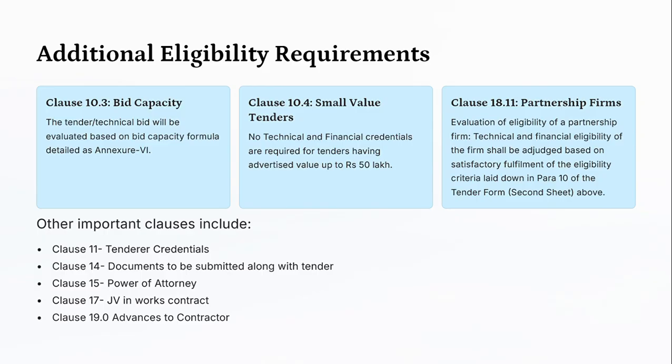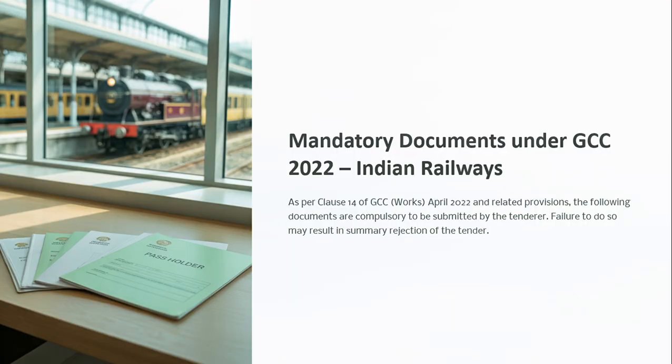Other important clauses include tender credentials, clause 11, clause 14 documents to be submitted along with the tender, clause 15 power of attorney, clause 17 JV in works contracts, clause 19 advances to the contractors. Here we are discussing only briefly. That's why I am not telling the details of this. To know the details about the GCC or each and every clause, please go through the GCC 2022 document already available on the Indian Railways website.